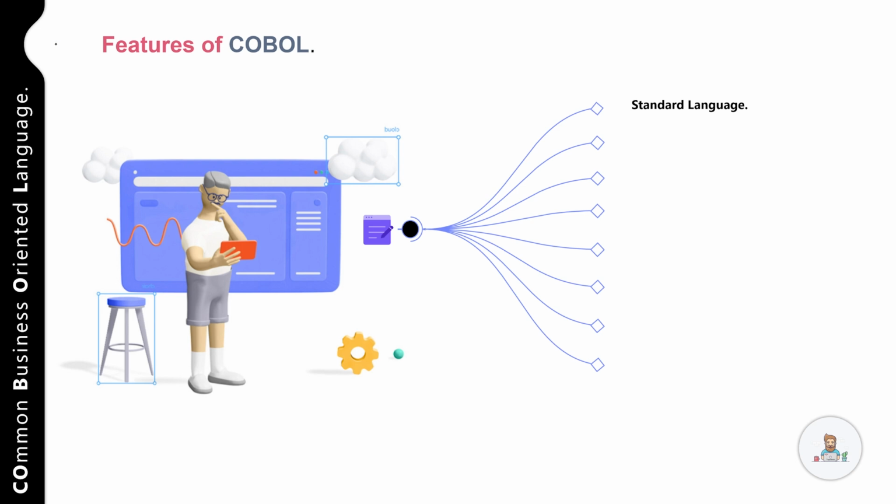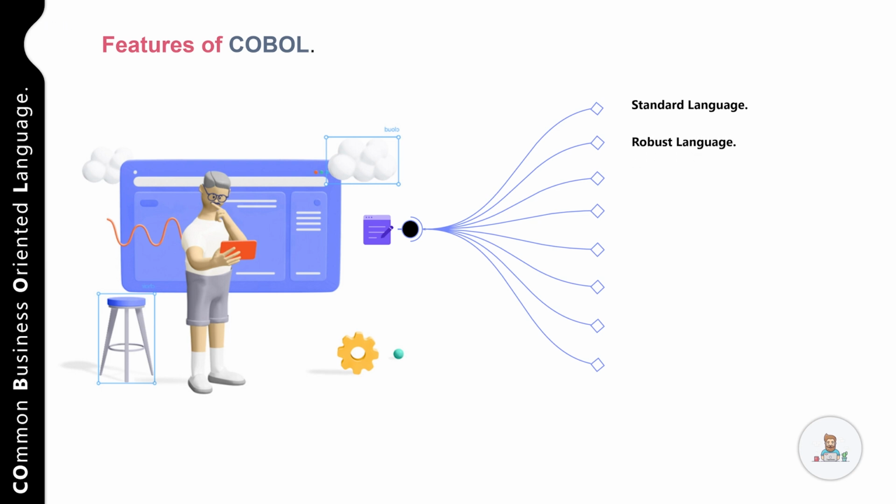So the first one is standard language. COBOL is a standard programming language. This means that COBOL compilers are made available by different third-party vendors on almost all types of computers or computing platforms. All these compiler manufacturers adhere to the norms set by ANSI.